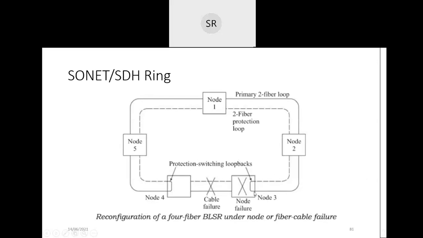So in that case, if node 3 fails here, there is a loop inside that particular node. That loop is called a protection switching loopback. If that node failure occurs, the signal from that node creates a loop and is returned back there. So that is called a protection loop here, for when any node fails. In that case, in that particular SONET ring, protection switching loopbacks are used.